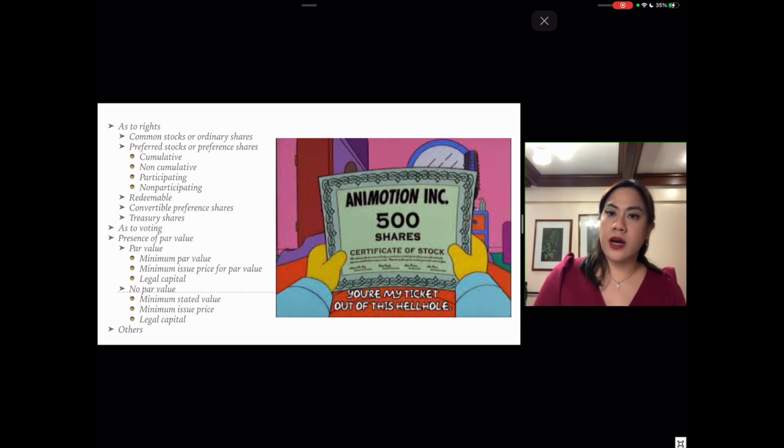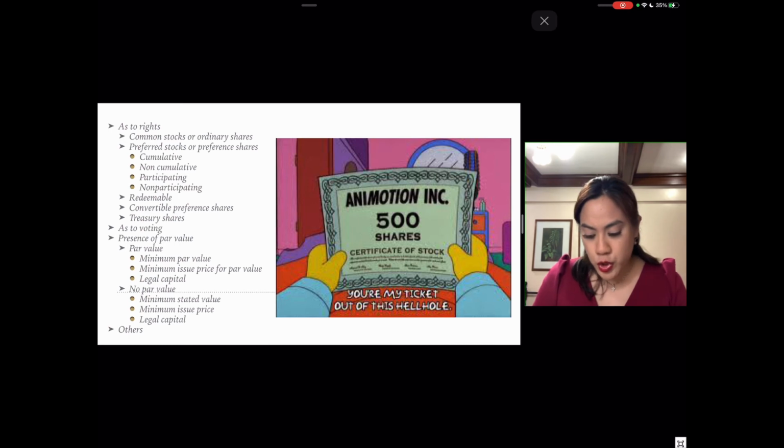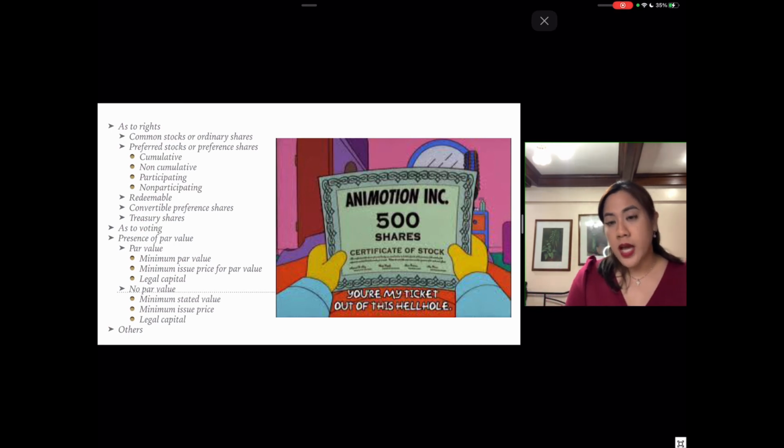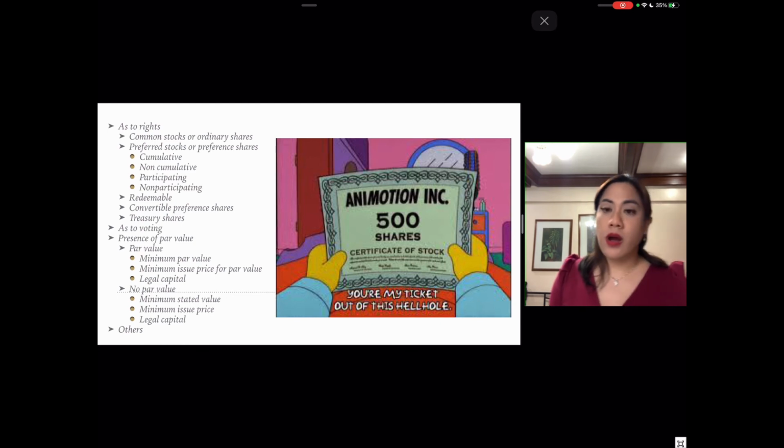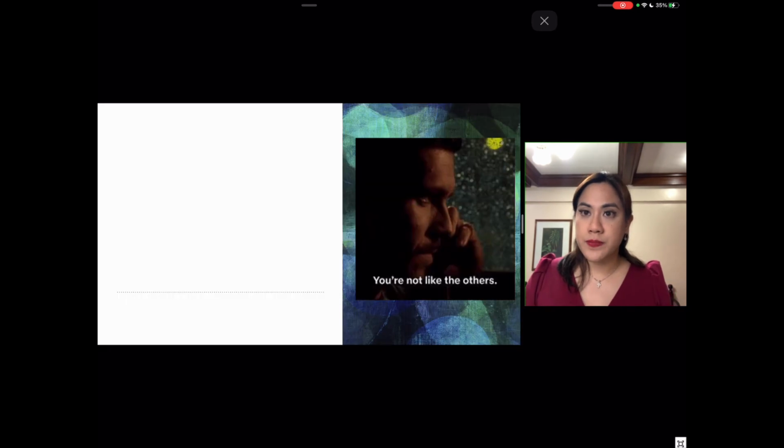or additional paid-in capital. Now, it's a different story when you're talking about no par value. When you talk about no par value, the minimum stated value by law, Section 6, is it cannot be less than 5 pesos. The minimum issue price, therefore, is also 5 pesos. The legal capital, in case of no par value shares, is different. It's actually the total consideration received because there's no such thing as additional paid-in capital when it comes to no par value shares.